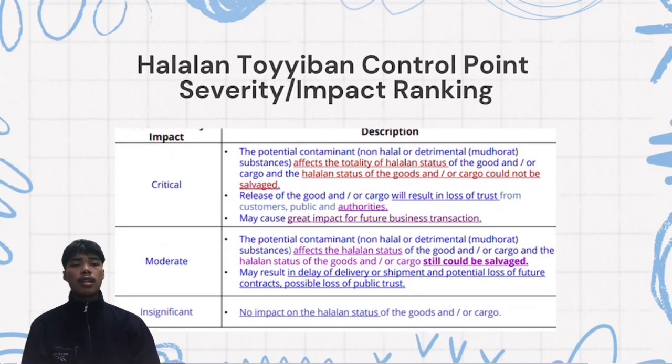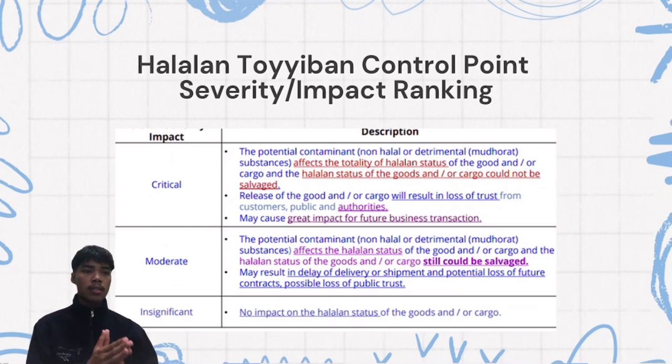Okay, for the next slide is insignificant, which is no impact on the halalan status of the goods and cargo. So the next one is moderate. The potential contaminant for non-halal or detrimental, which can give mudarat, affects the halalan status of the goods or cargo, and the halalan status of the goods still could be salvaged.